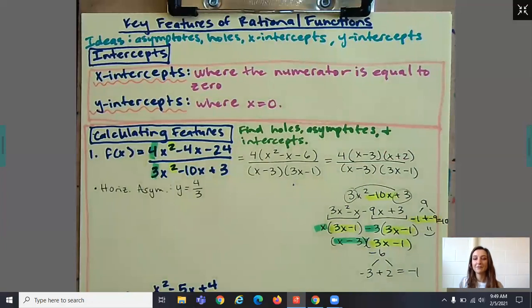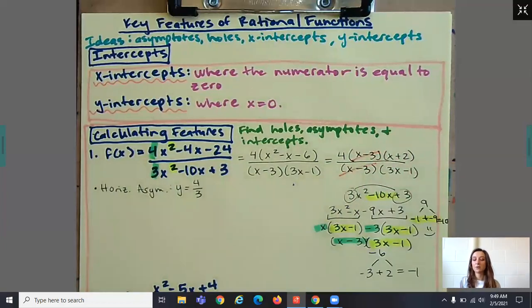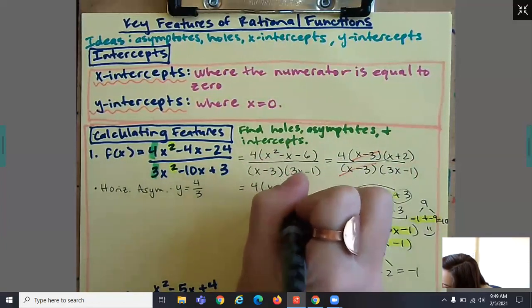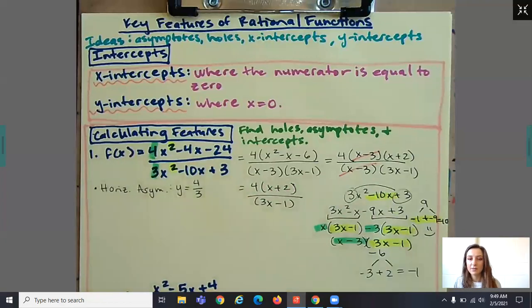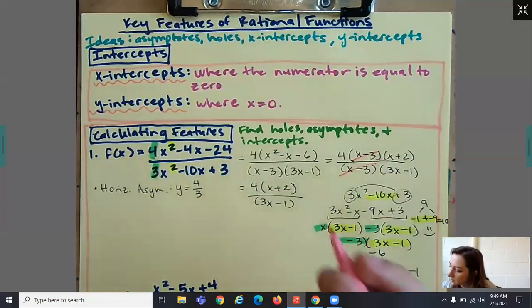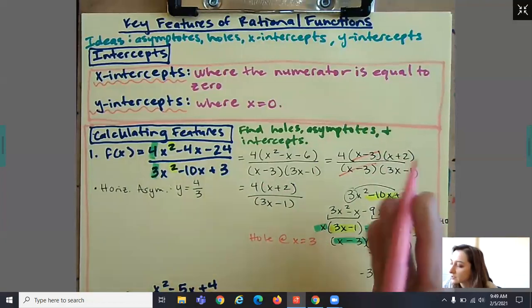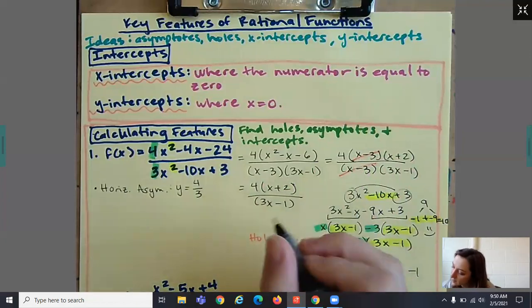Okay, we finally have our factored form, and now we can see where one of the holes is. So one of the holes is going to be at x minus 3. So let's rewrite this in its simplified form. 4 times x plus 2 over 3x minus 1. Okay, so we know that the x value of the hole is going to be where that x minus 3 is happening. So there's the hole at x equals 3 because we want the opposite of that number there. So we're going to have to plug that back into the simplified form. So let's plug it back in to this.